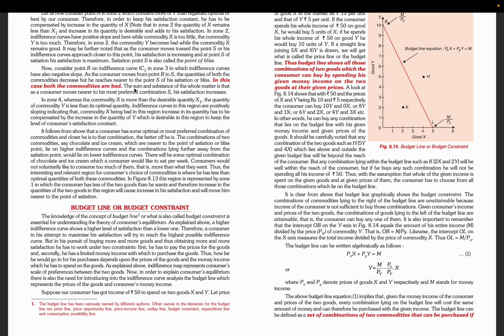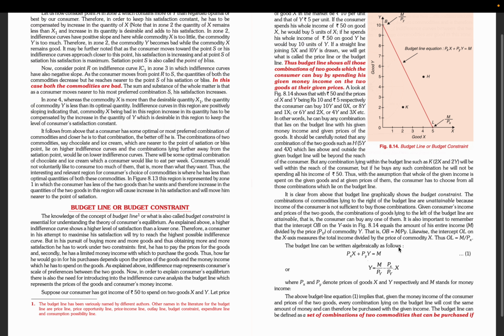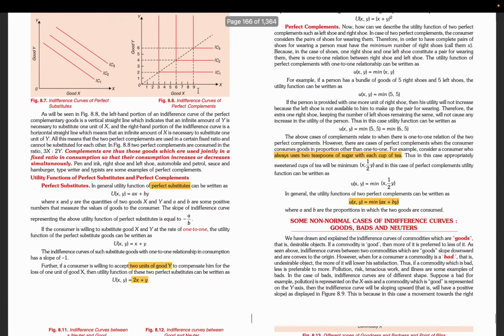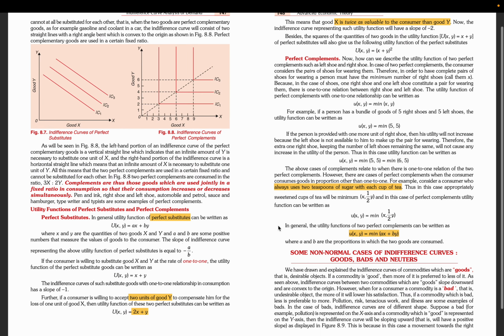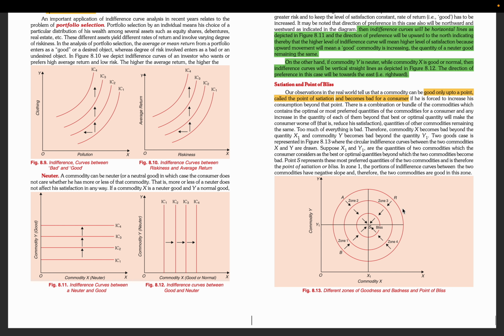In this case, both the commodities are bad. In zone 3, you see both of them are more than what is required. So they are again negatively sloped curves. The sum and substance of the whole matter is that as a consumer moves nearer to the point preferred to S, his satisfaction increases. So both of them are bads, which is why we have a concave shape of the ICs.